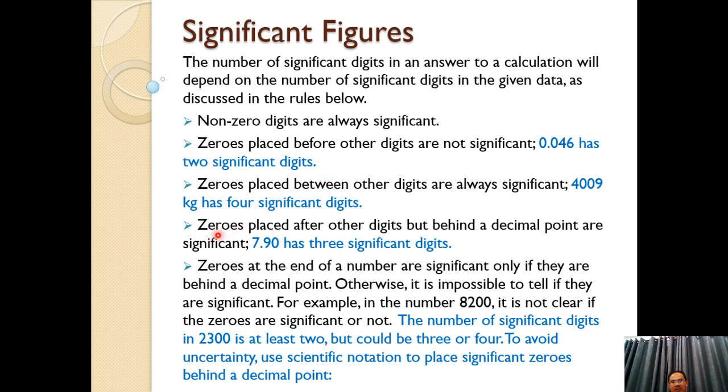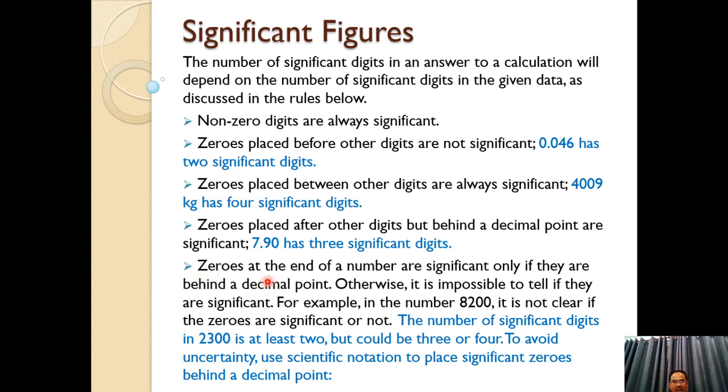And the third one: a zero placed after other digits but behind a decimal point is significant. 7.90 has three significant digits because this zero is placed after other digits but behind a decimal point. For this one, the zero is before the other digits, so it's not significant.